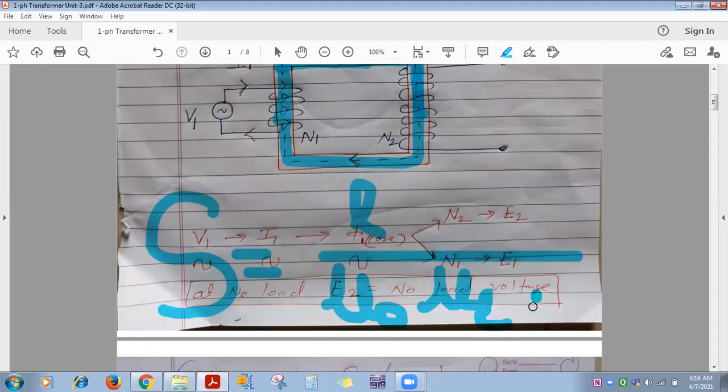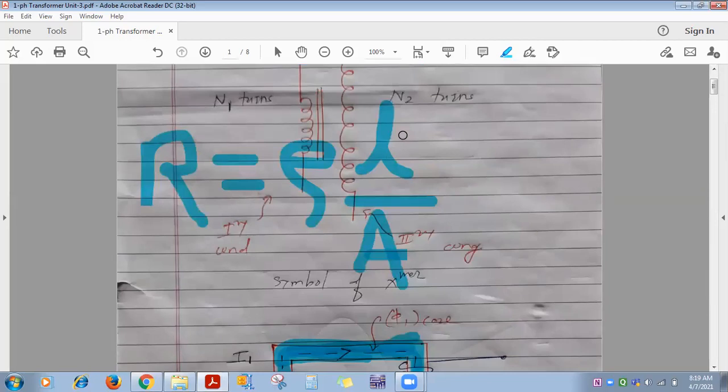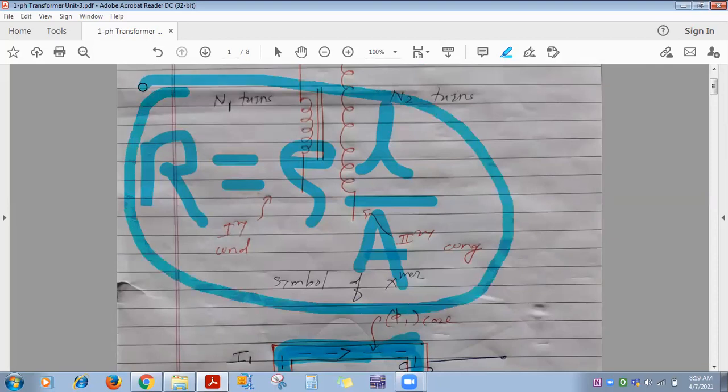L divided by mu 0 mu R A. This is the formula of reluctance. If you observe for silicon steel, the relative permeability is almost the same. There are some similarities in electric and magnetic circuit. This is the formula for resistance. What is the resistance? Opposition to the flow of current offered by metals.